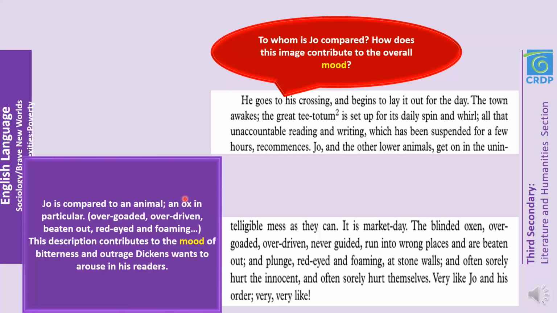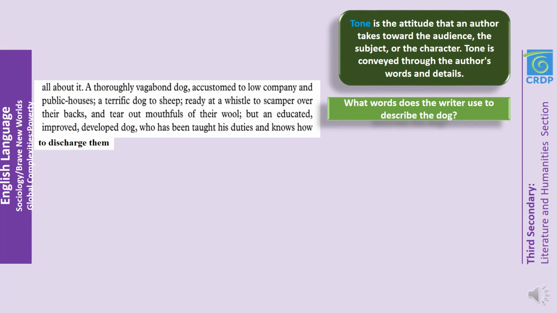How does this image contribute to the overall mood? Jo is compared to an animal, an ox in particular. This description contributes to the mood of bitterness and outrage. This is a reminder of what tone is, so as to distinguish between mood and tone. Whereas mood is the way you feel while reading a selection, tone is the attitude that an author takes toward the audience, the subject, or a character.